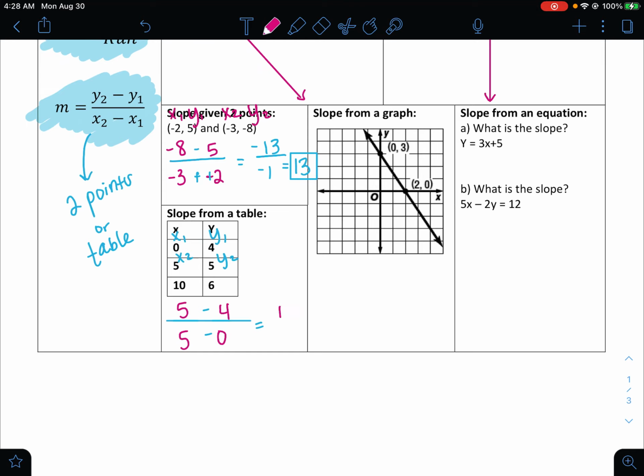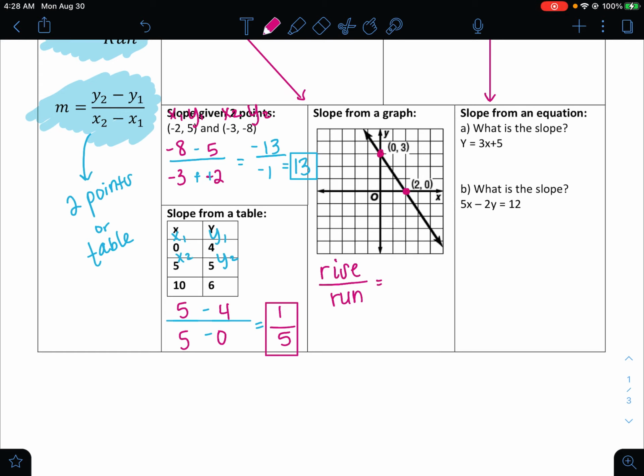So 5 minus 0 is 1. 5 minus 4 is 1. 5 minus 0 is 5. And so this is our slope. Slope from a graph. Okay, so now we can use rise over run. So I'm going to write that down. Rise over run. So if we look at the graph, you need to find 2 points.